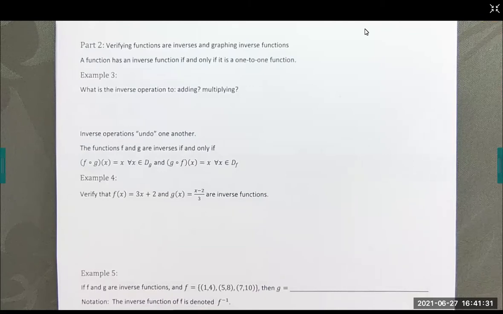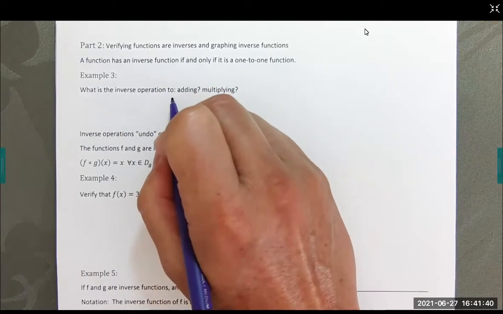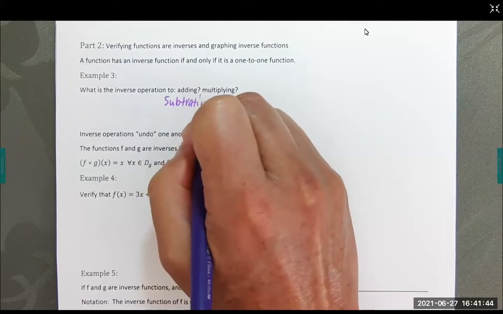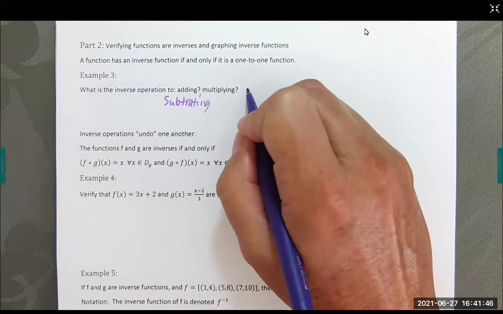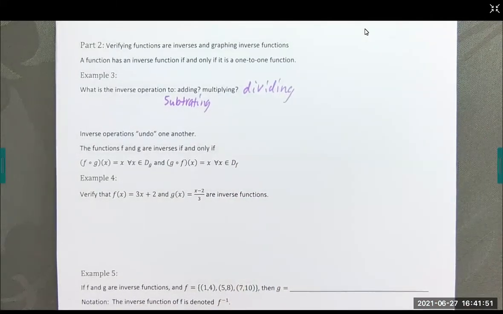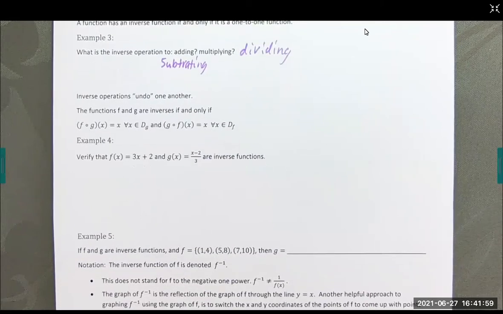And so let's continue here. What is the inverse function, inverse operation to adding? Meaning, what is the opposite of adding? That's subtracting. And what's the opposite of multiplying? It's dividing. Meaning they cancel one another out. And we know this because we've used it numerous times, even in this class we have. Many, many times. Inverse operations undo one another. That's a great way of putting that.